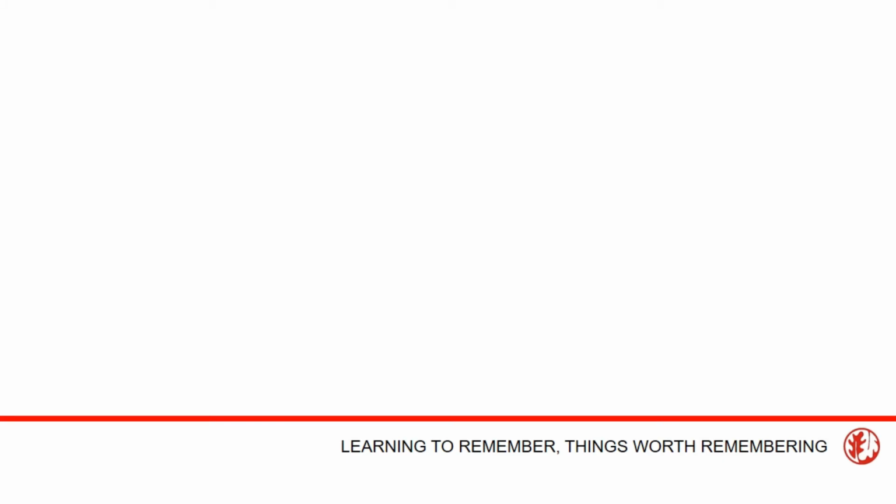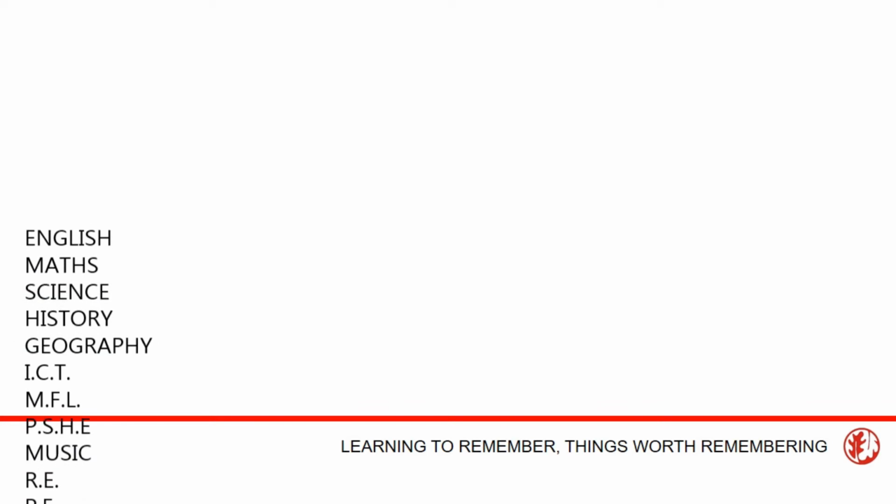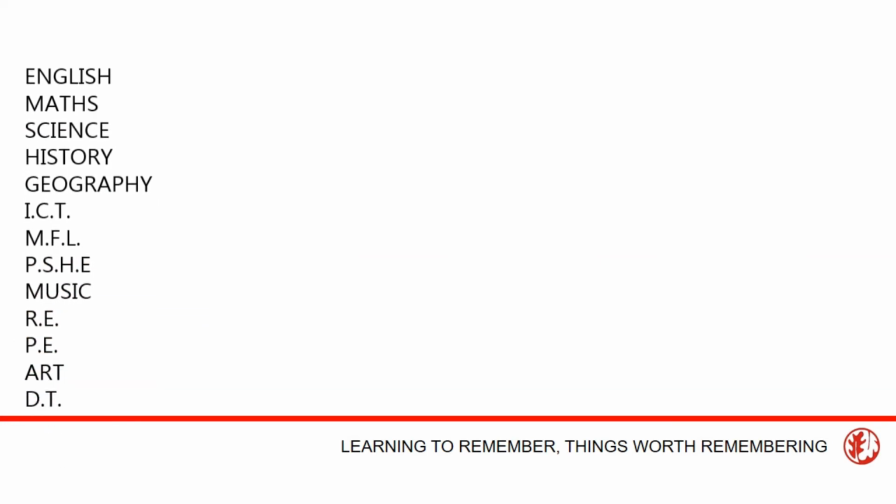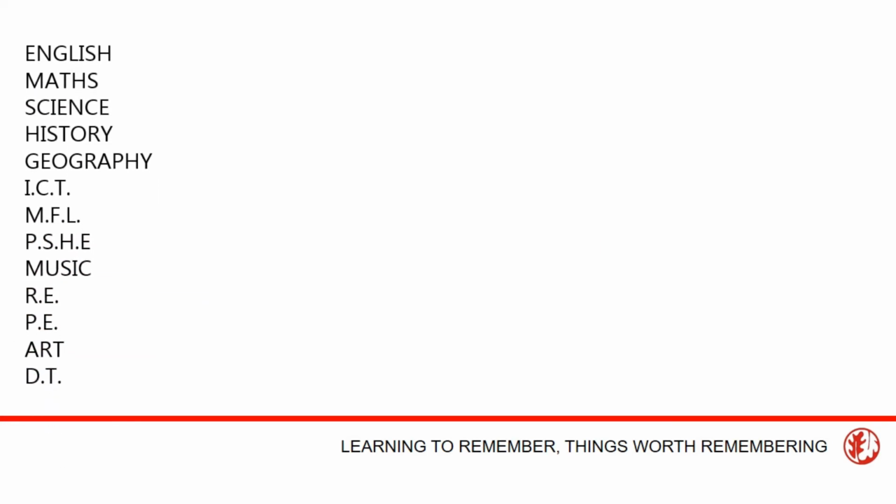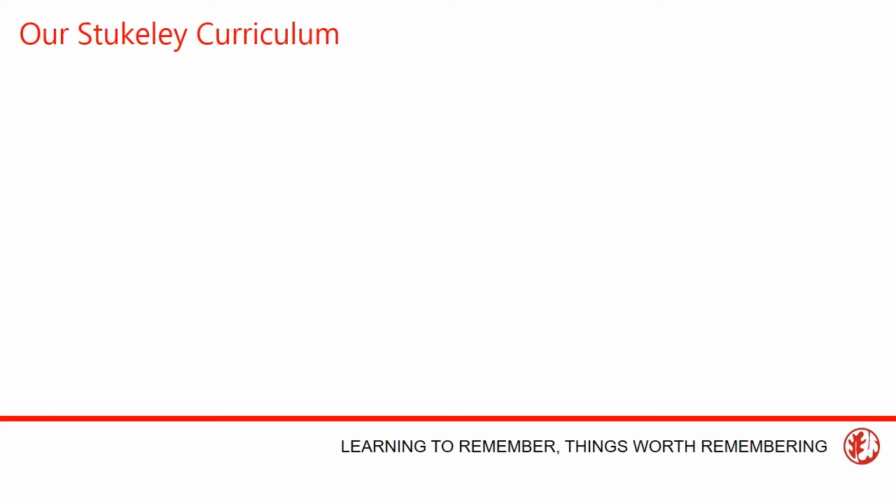At Stukeley, we focus on each curriculum subject in its own right. This helps to ensure a knowledge-led approach that means children make progress within that subject discipline from early years to Year 6, and that the taught content connects from one lesson to the next, each unit to the next, and then each year to the next. Our curriculum aims to teach to remember things worth remembering.